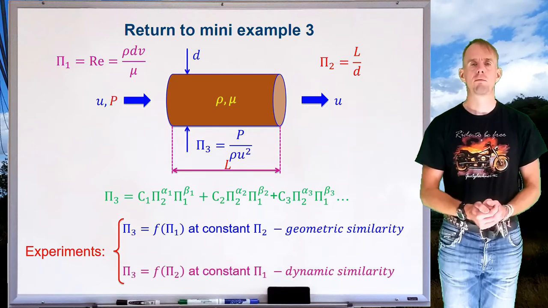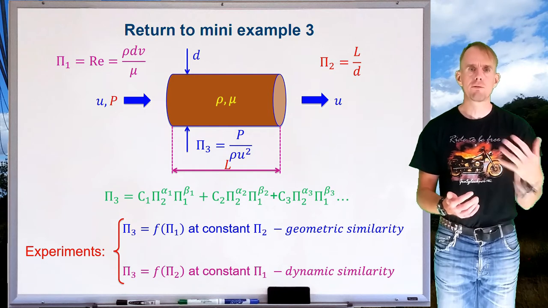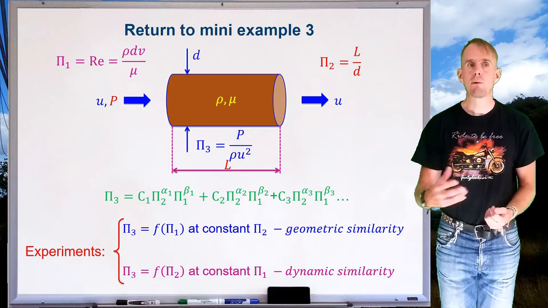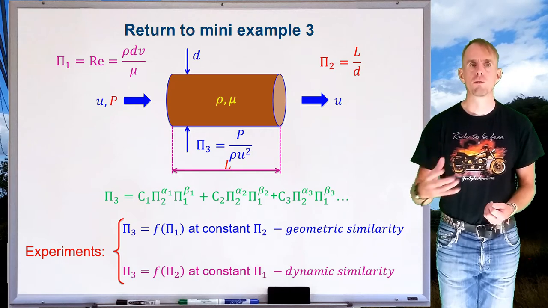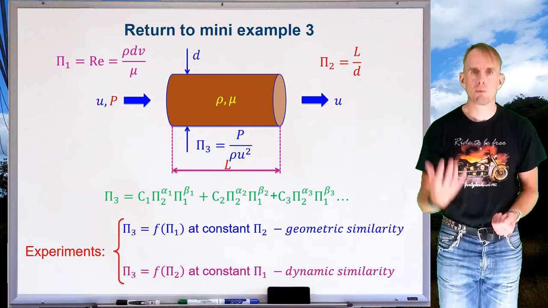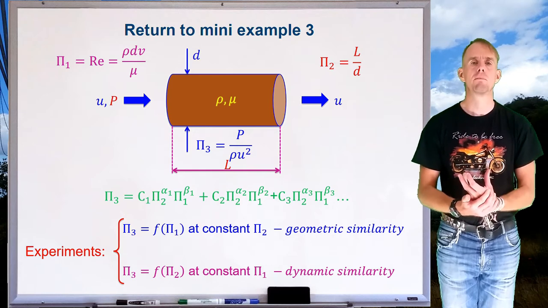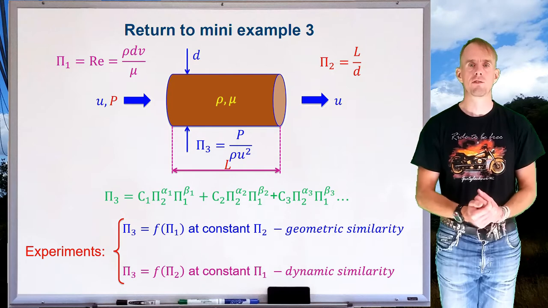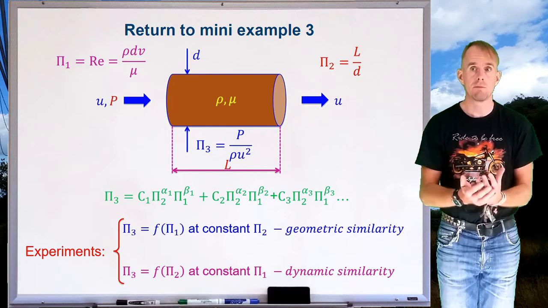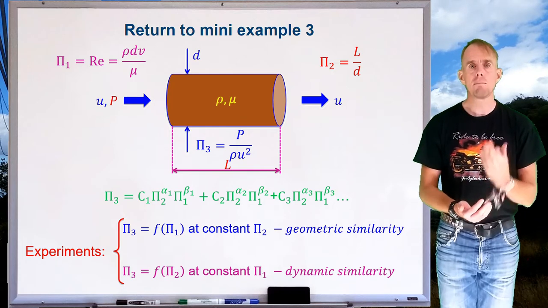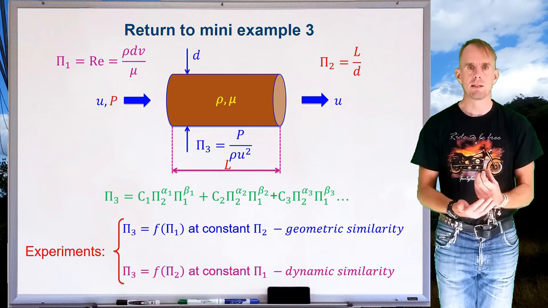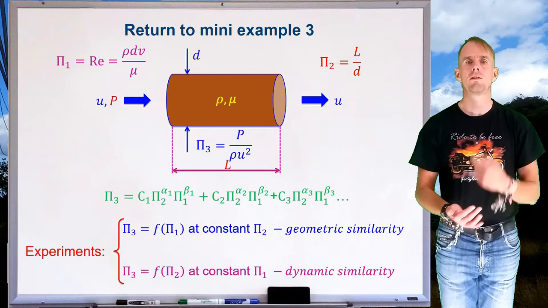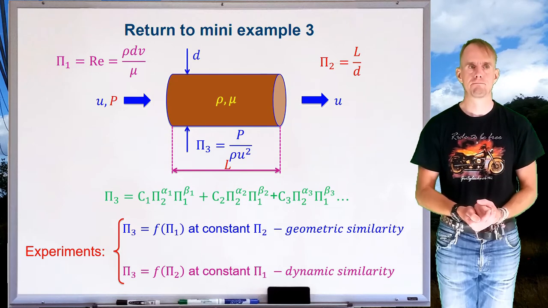Let's think of the other experiment we need to do. Again, we're looking to find a group containing pressure, so we're looking for pi 3, now as a function of pi 2 at constant pi 1. And if we remember what pi 1 was, this was our Reynolds number. This described how turbulent or how laminar our flow was. So this is governing the physics in the fluid. And so by keeping pi 1 constant at different scales, we are keeping the same fluid physics. And this is something that we term dynamic similarity.